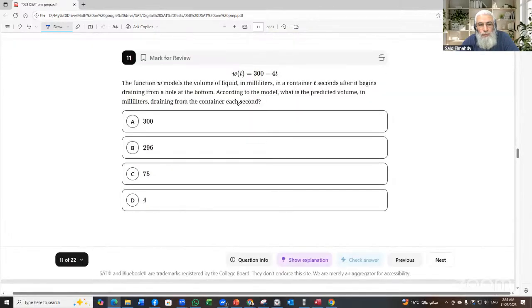The function W models the volume of liquid in milliliters in a container t seconds after it begins draining from a hole at the bottom. According to the model, what is the predicted volume in milliliters draining from the container each second? Each second it drains 4 milliliters. This is the rate, the slope or rate.